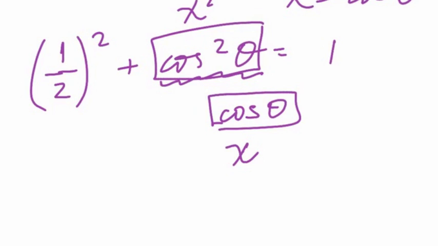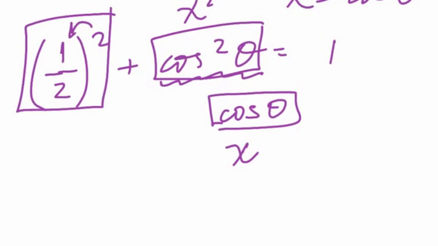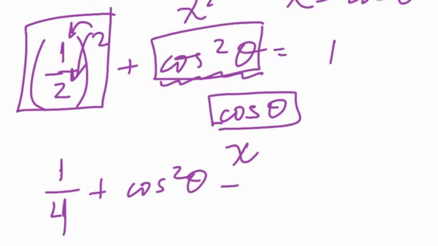But we're going to do it big people style. We're going to leave the cosine theta in there. If that bothers you, just go back and replace it with an x, and you'll be fine. So here we go. What we need to do is simplify 1/2 squared. If you remember how to square a fraction, you just square the numerator, which is 1, and then you square the denominator, which is 2 squared, 4. Then we have plus cosine squared theta equals 1. We're going to get cosine squared theta isolated on one side, which means let's subtract 1/4 from both sides.